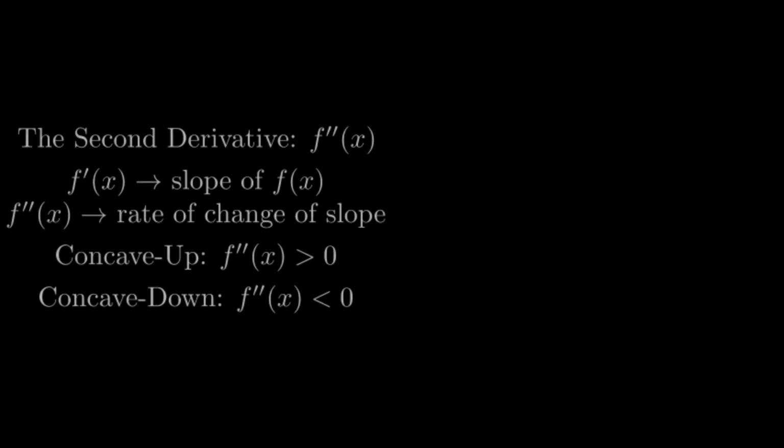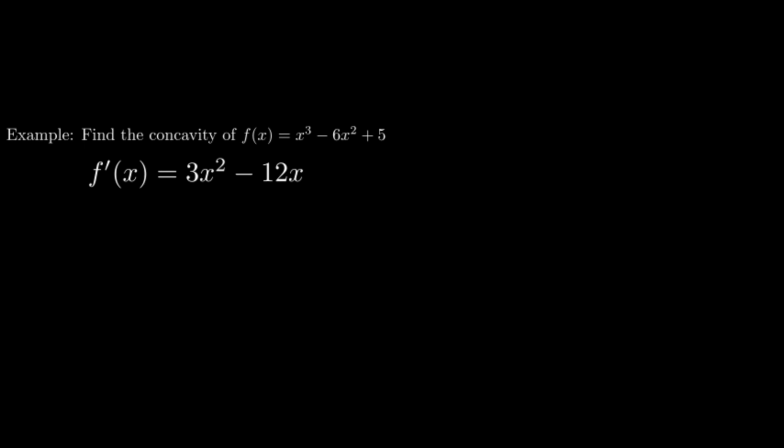Let's find the intervals of concavity for a sample function. Let's analyze the function f of x equals x cubed minus 6x squared plus 5. To find the concavity, we need the second derivative. So, first, we find the first derivative. The first derivative, f prime of x, is 3x squared minus 12x. Now, we differentiate again to get the second derivative. The second derivative, f double prime of x, is 6x minus 12.